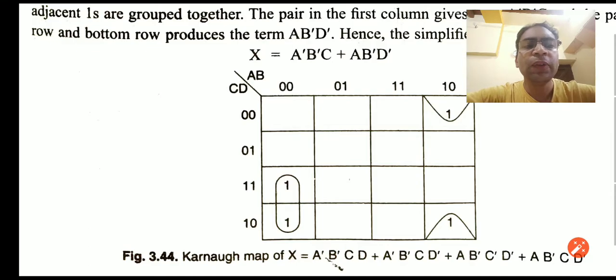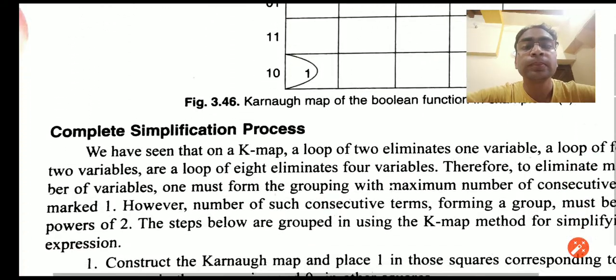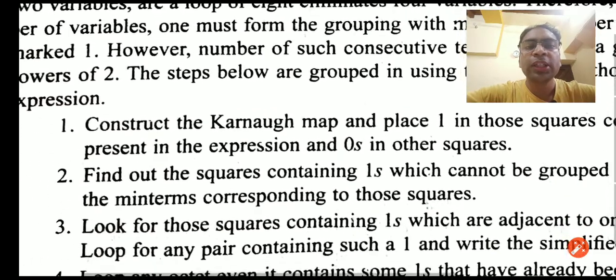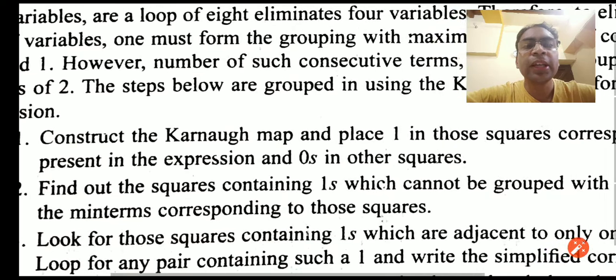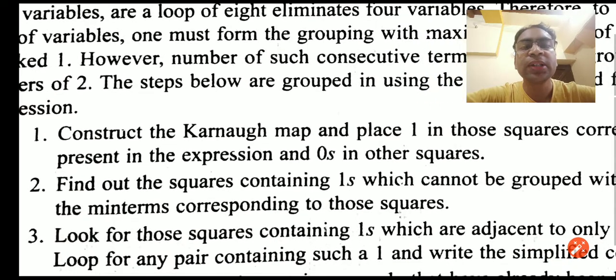So let's see the way how we can simplify, the rules of simplification of K-map, the complete simplification process. Let's talk about the simplification. Step 1, construct the K-map and place ones in those squares corresponding to the min-terms present in the expression and zeros in other squares. So we construct the K-map and we'll mark ones and zeros. Ones on the places where Boolean terms are available, and zero for which the terms are not present in the Boolean expression.